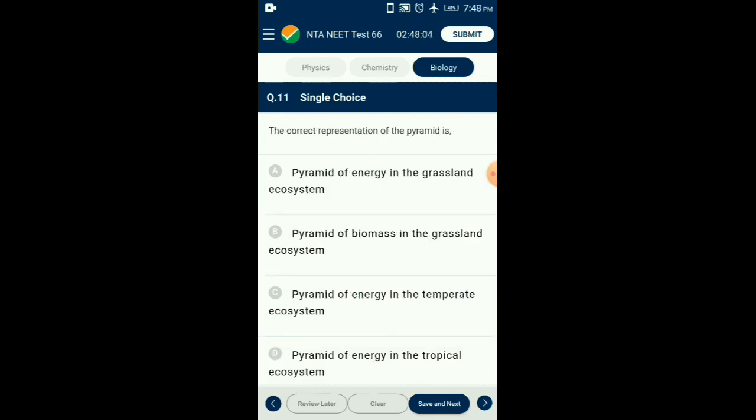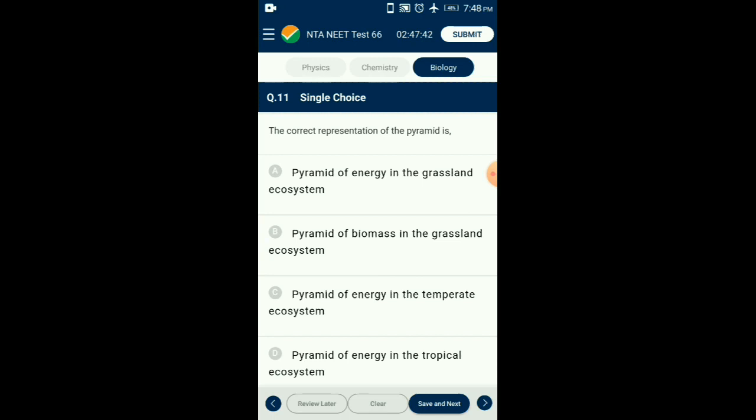Question number 11. The correct representation of pyramid is upright pyramid. In the upright pyramid, the base occupied by producers is broad as compared to subsequent consumers, which gradually narrows down at the apex. It occurs in all three kinds of pyramids.